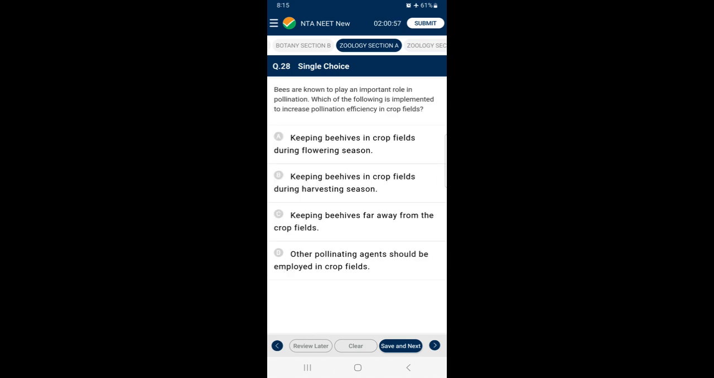Question number 28. Bees are known to play an important role in pollination. Which of the following is implemented to increase pollination efficiency in a crop field? Keeping beehives in the crop field during the flowering season promotes pollination. So the answer is option A. Bees are pollinators of many crop species such as sunflower, brassica, apple and pear. Keeping beehives in the crop field during the flowering period increases pollination efficiency and improves the yield, beneficial both from the point of view of crop yield and honey yield.